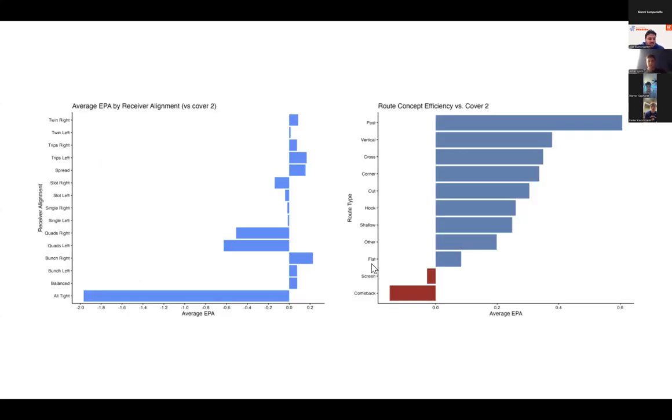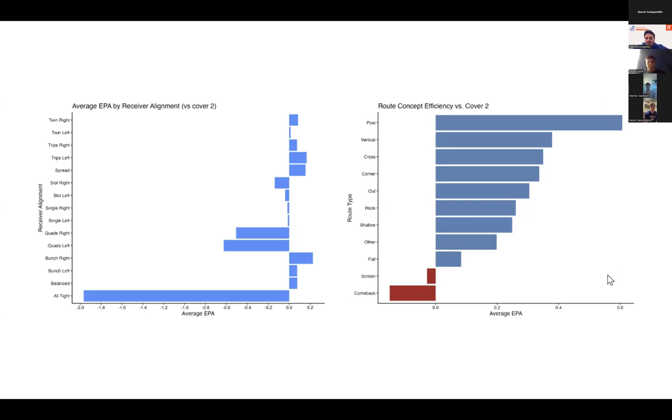So then looking at these two plots, the one on the left is showing the receiver alignment, so the offensive formation, and essentially the average EPA for each formation. We can see that all tight was not very good against cover two, while bunch right was the most effective. It's showing that goal line packages aren't very good against cover two, obviously, and more spread out formations are better.